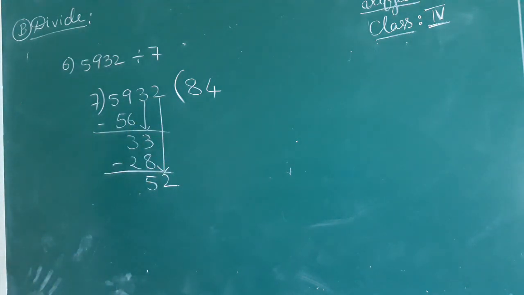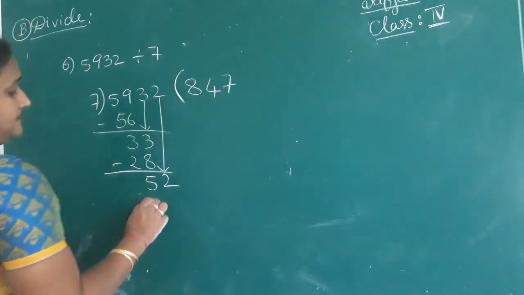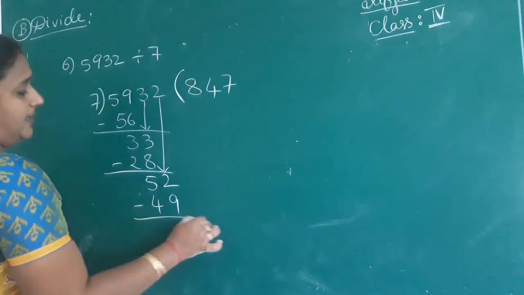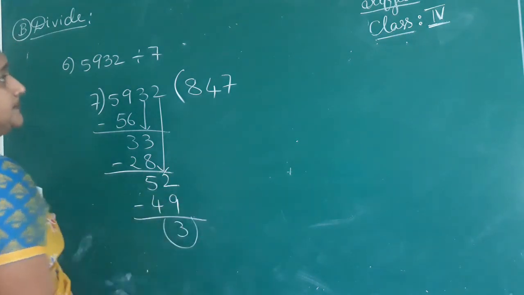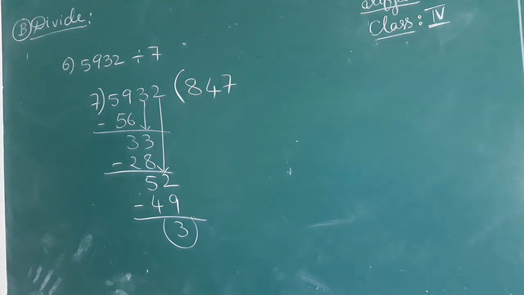In 7 table which comes nearer to 52? 7 6s are 42. 7 7s 49. Remainder 3. See the next one.